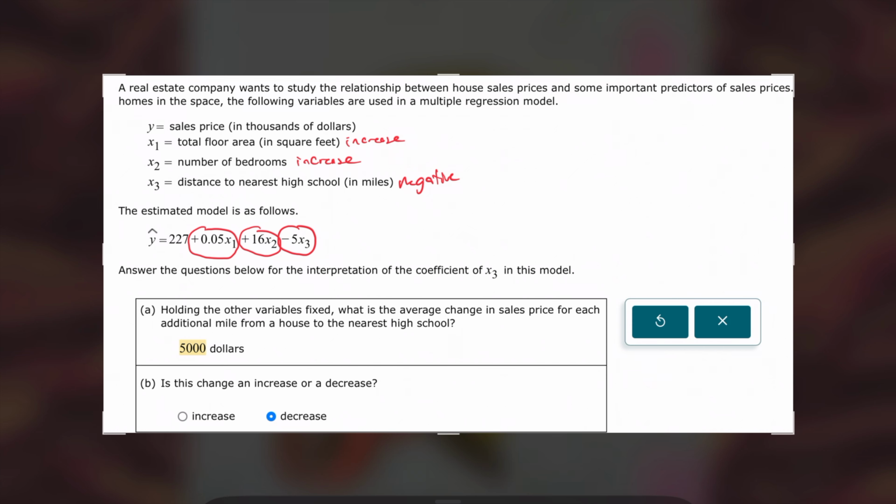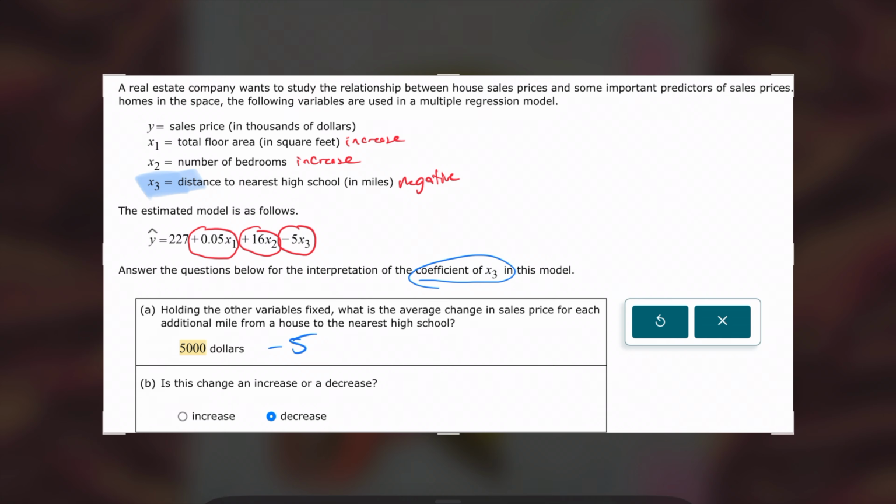So you look at them each individually and answer the questions on the interpretation of the coefficient of x cubed. So I'm looking at the x cubed one. Holding the other variables fixed, what is the average change in sales price for each additional mile from a house to the nearest high school? Okay, so this answer is -5, because that's the -5 in front of x cubed. That's the one we're looking at, right?